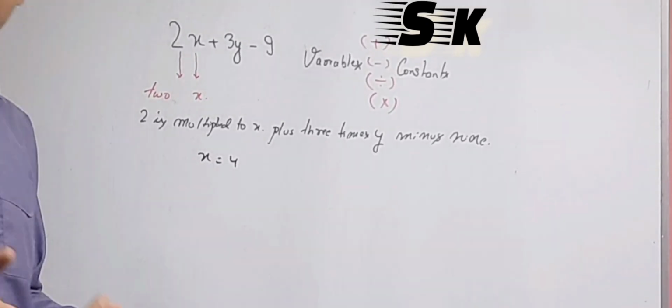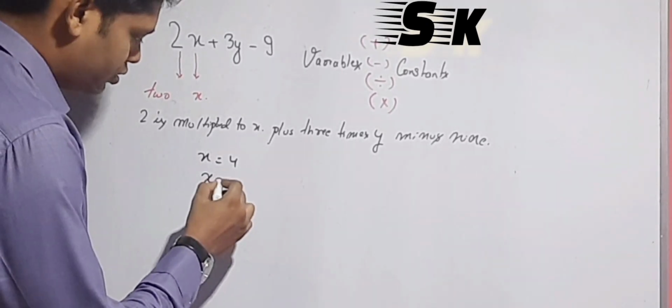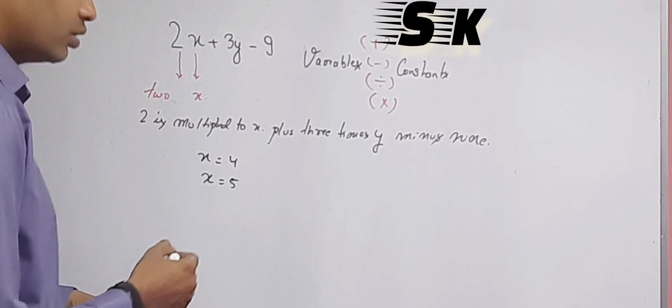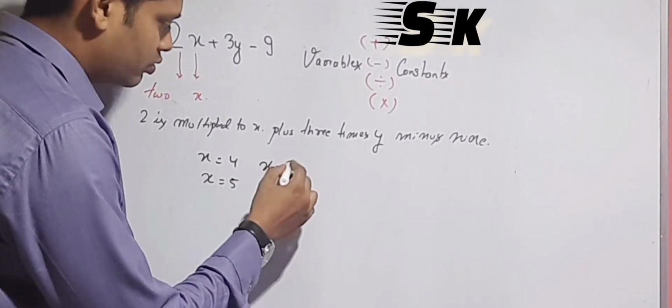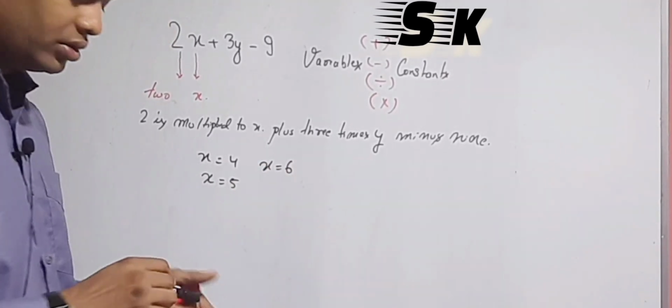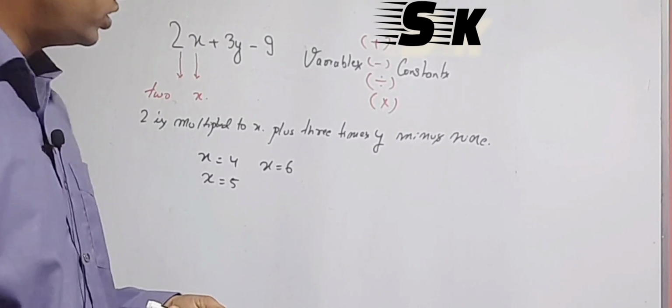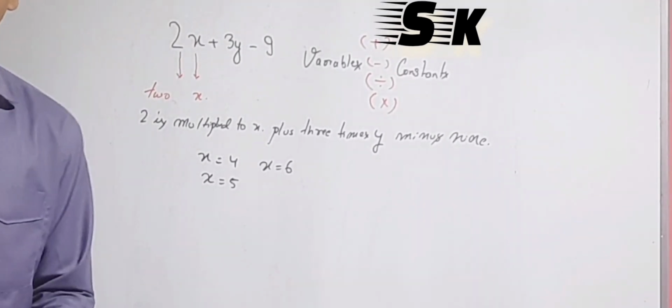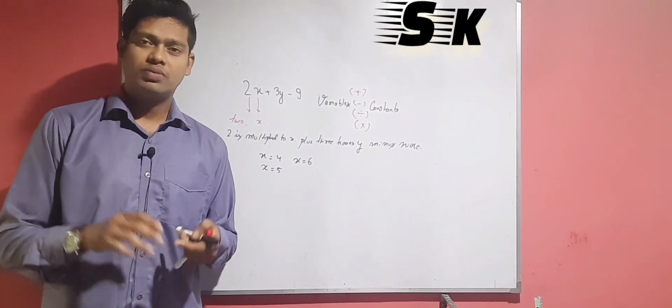So x is equal to 4. Okay, then x is equal to 5. So now what is the value of x? So 5. Now if I say x is equal to 6, what is the value of x? So 6. It means the value of x is not changing. In all three cases the value of x is changing in each and every case, so it's not fixed.